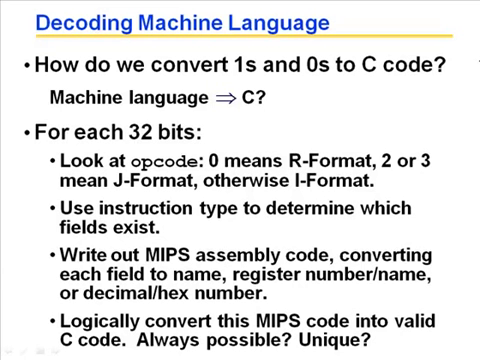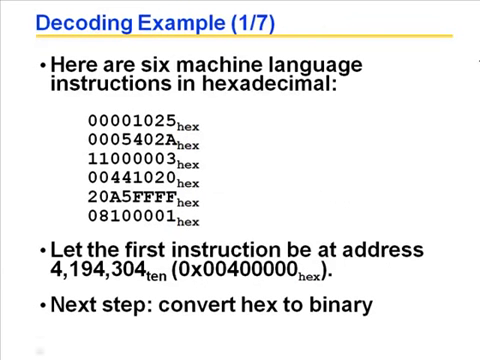Always possible, unique. It's not necessarily always possible to know exactly what's going on, because there are certain things that are lost in translation. But for the most part, you actually can look at binary and get the resulting C code. So for example, you have machine language instructions here represented in hexadecimal. You let the first instruction be at offset 00400000. So convert the hex to binary.